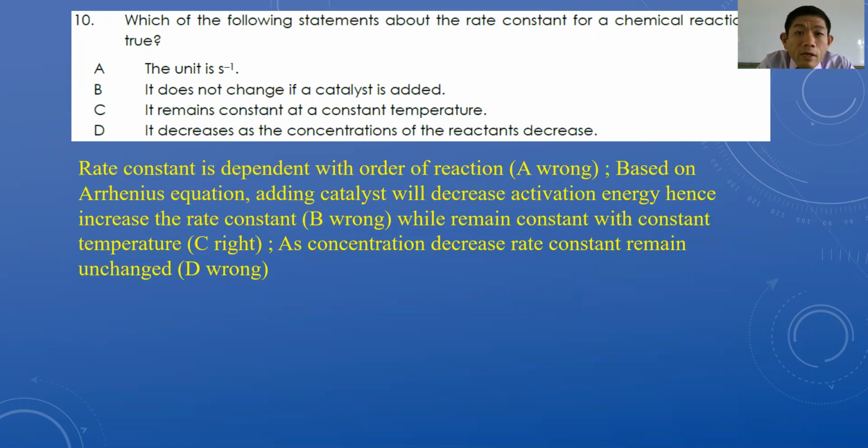C, it remains constant at a constant temperature, which is true because only temperature can change the rate constant. And then D, it decreases as the concentration of the reactant decreases, which is also wrong. So the best answer in here is C.